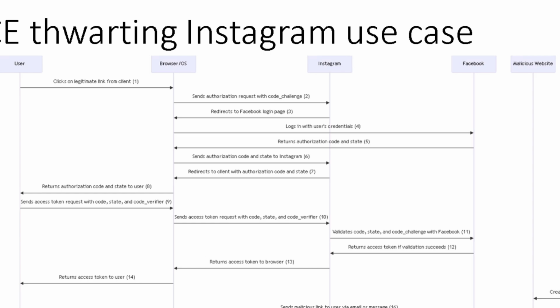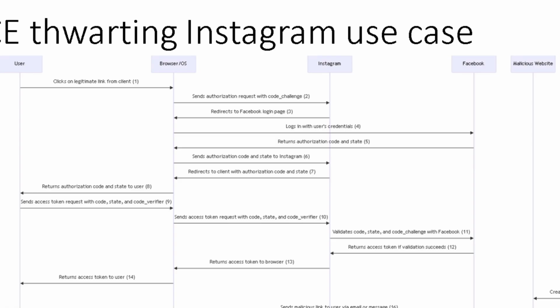This code verifier was generated by the user's client. The attacker would also not be able to generate their own code verifier and code challenge, as they would not match with the ones stored by Instagram. Therefore, PKCE could have added an extra layer of security to the OAuth 2.0 authorization code flow and made it more resilient against authorization code interception attacks.